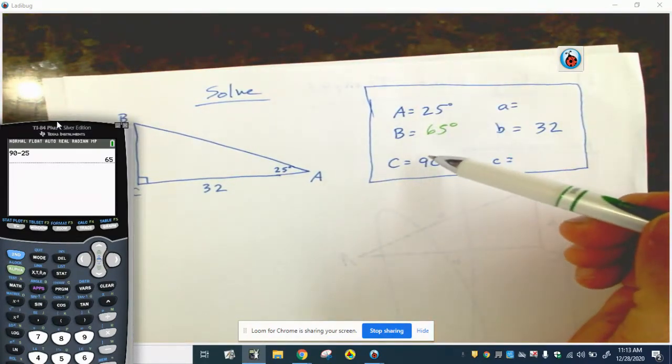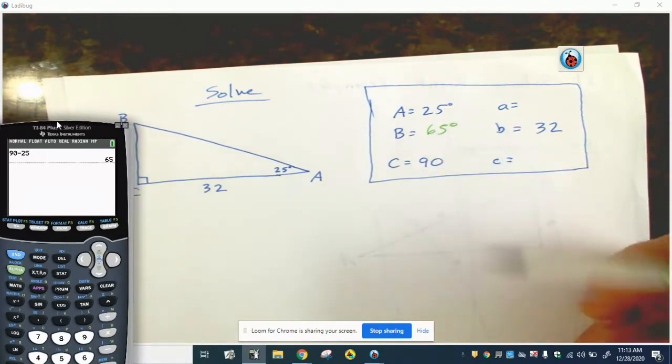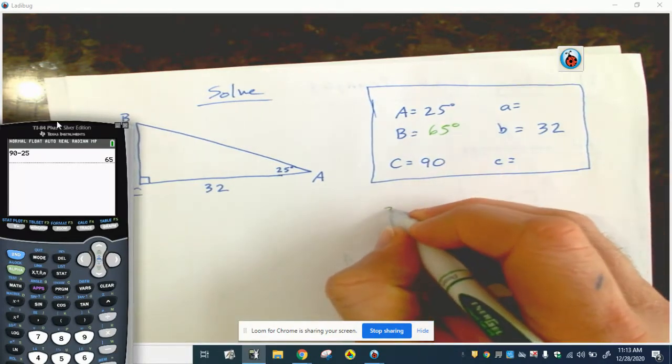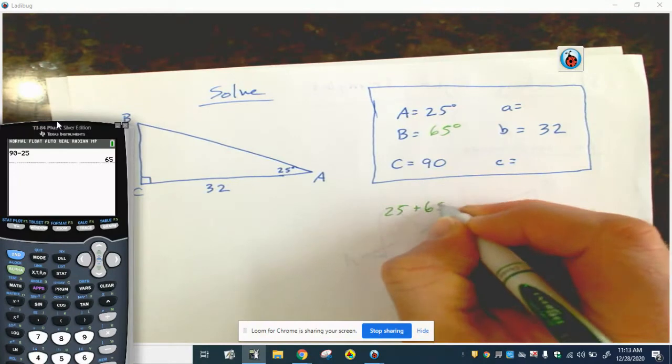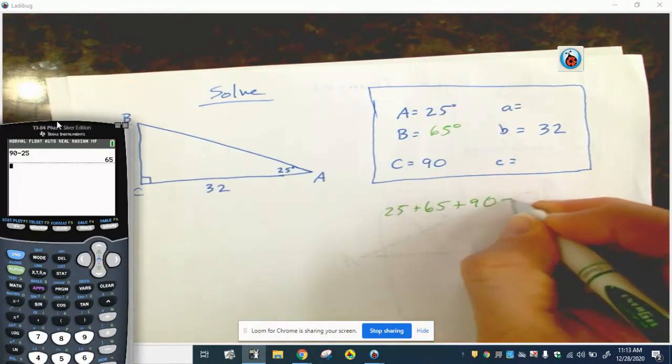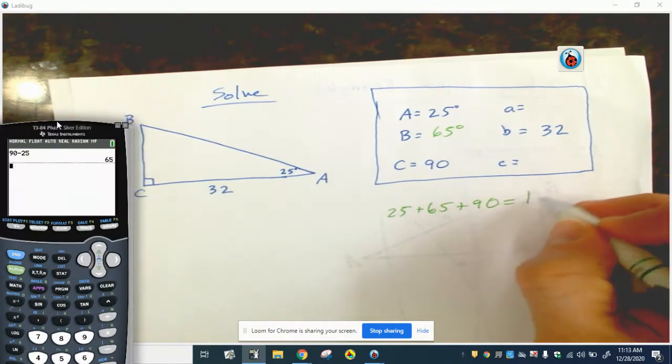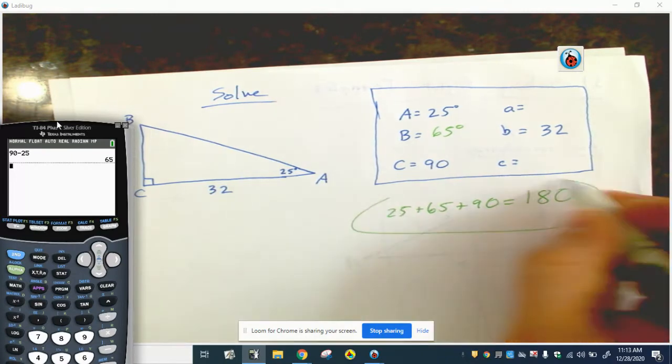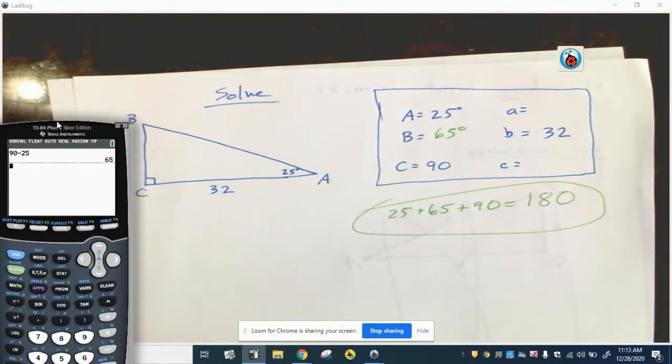Anytime you know two angles of a triangle, addition where they all have to add up, 25 plus 65 plus 90, remember all your interior angles of a triangle have to add up to 180. Use that fact, okay? So that's easy.